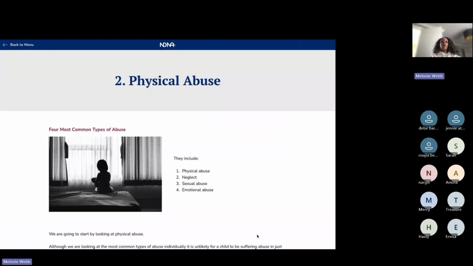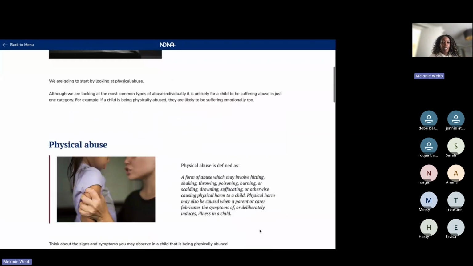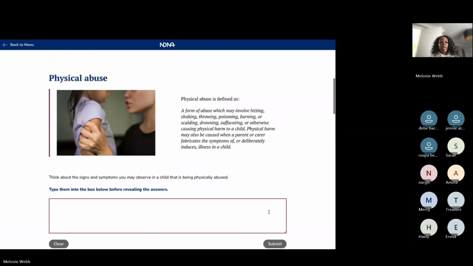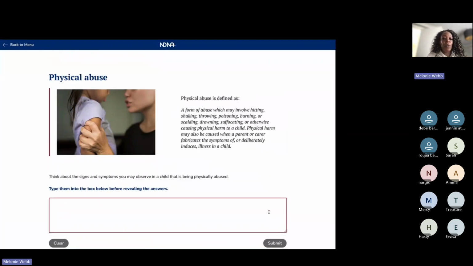So, as we already know, there's 4 most common types of abuse, which include physical, neglect, sexual, and emotional. But we're going to start here with looking at physical abuse. Physical abuse is defined as a form of abuse which may involve hitting, shaking, throwing, poisoning, burning, scalding, drowning, suffocating, or otherwise causing physical harm to a child. Physical harm may also be caused when a parent or carer fabricates the symptoms of a child or deliberately induces illness on a child.